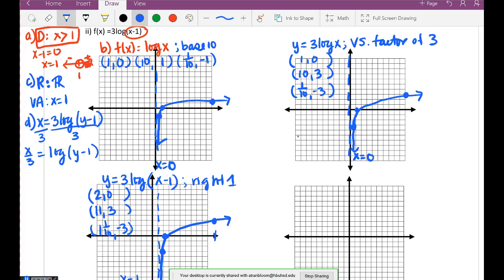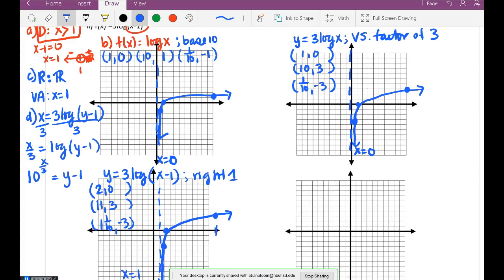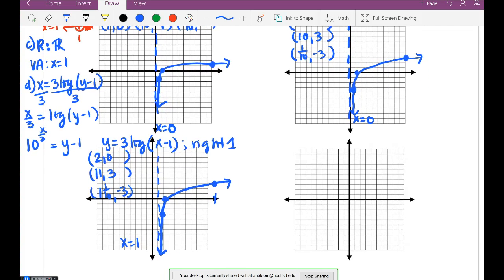Can I box that up? Nope. Do what now? Rewrite it in what form? Exponential. What base is this? 10. So can you raise your hand, please? What do we start with? Yes, 10 raised to x over 3, very good, to y minus 1. Okay, so 10 raised to the power of x divided by 3 equals y minus 1.